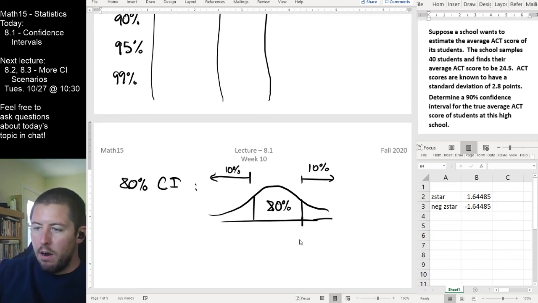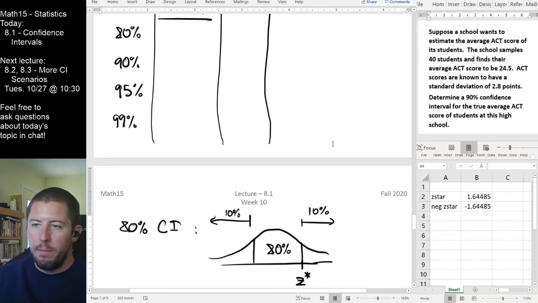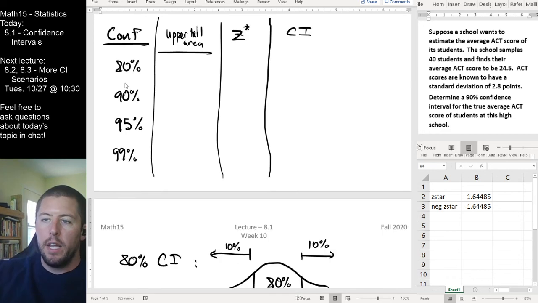My Z star value is always going to be this upper boundary between my middle percent and the upper tail percent right here. So what I'm going to do up here in my table is say, if we're looking at an 80% confidence interval, 100 minus 80 is 20. 20 divided by 2 is 10%. There's my 10% right there.